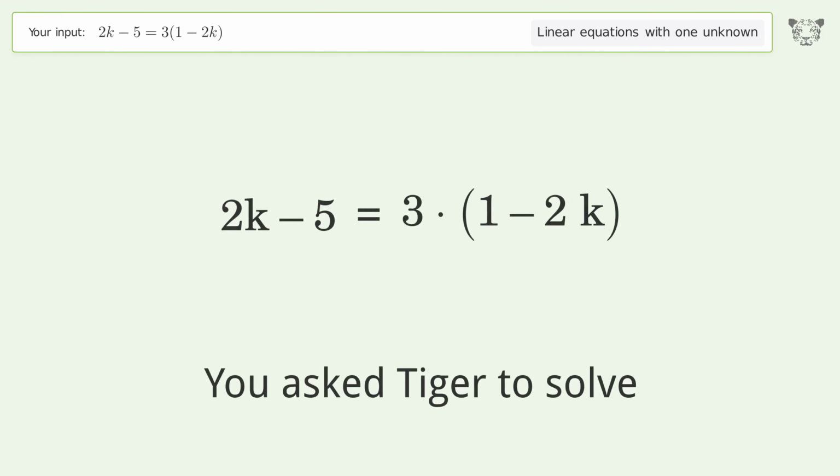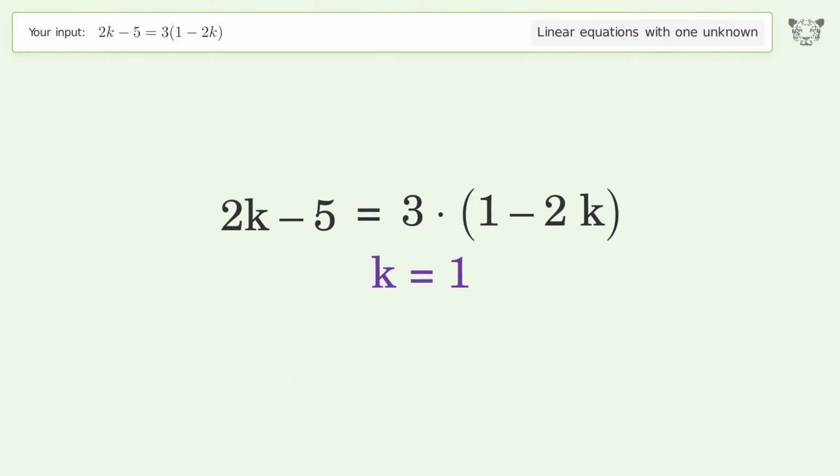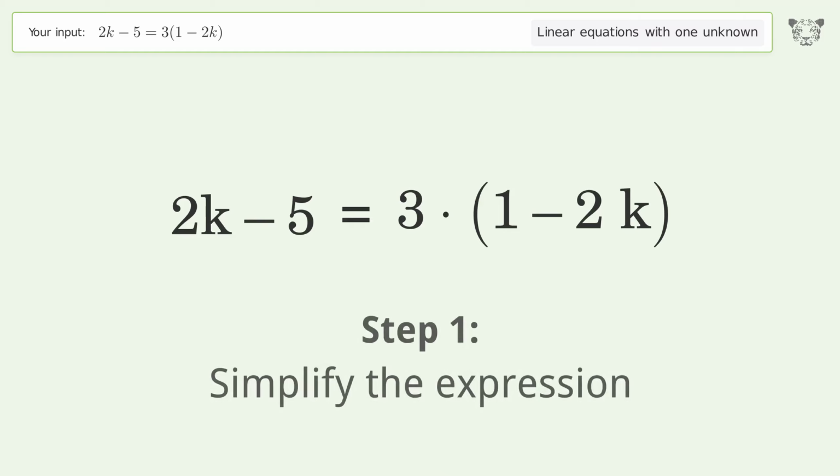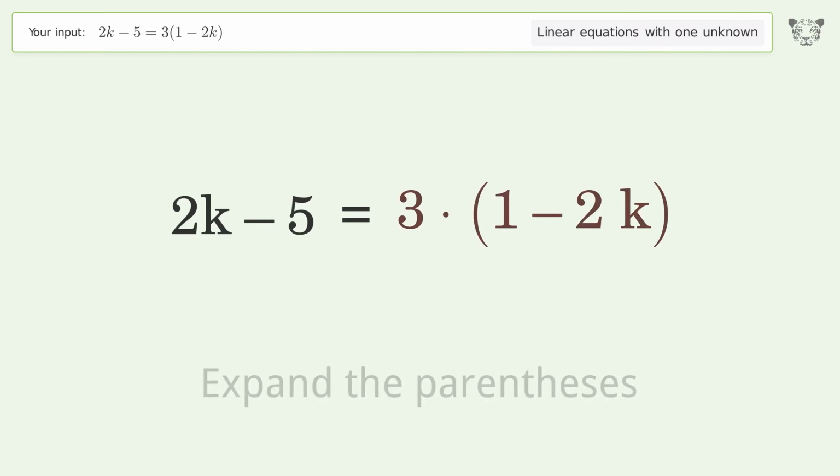You ask Tiger to solve. This deals with linear equations with one unknown. The final result is k equals 1. Let's solve it step by step. Simplify the expression. Expand the parentheses.